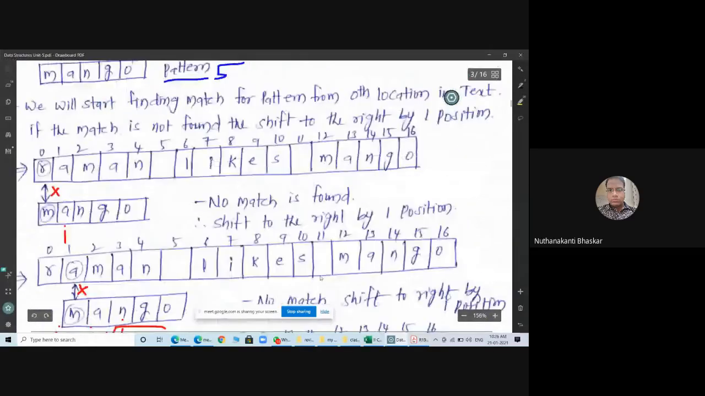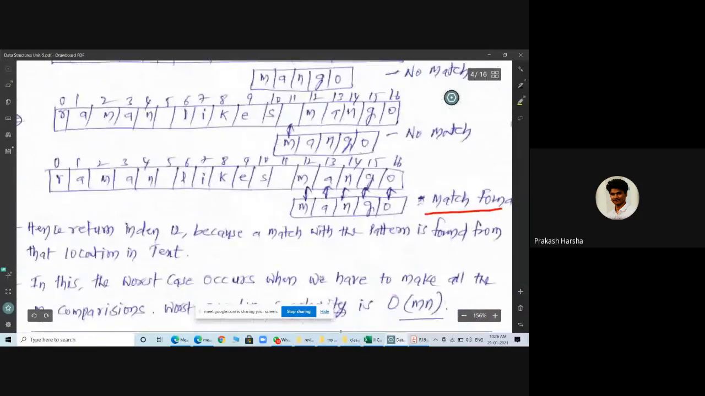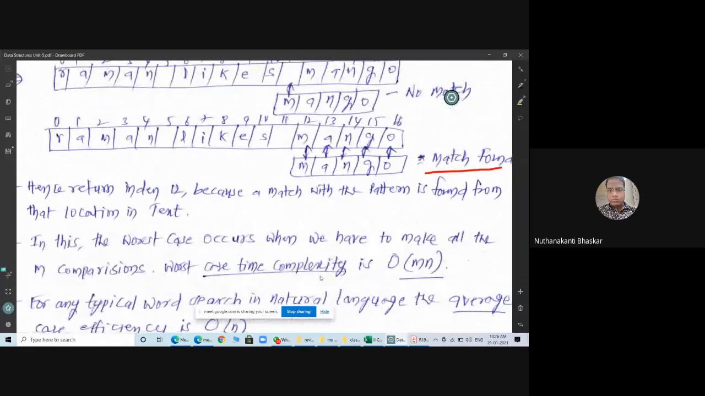Have you understood this brute force pattern matching algorithm? Now, when you observe this brute force pattern matching algorithm, as I already told you, if you take the text size as n and the pattern size as m, here we are going to compare all individual characters in the text with all characters in the pattern. So how many comparisons are required? N into m comparisons maximum.